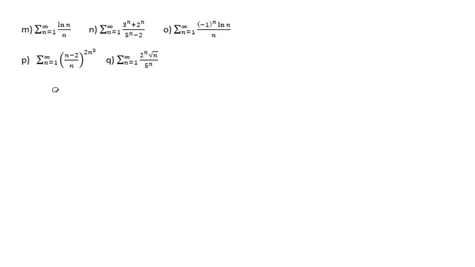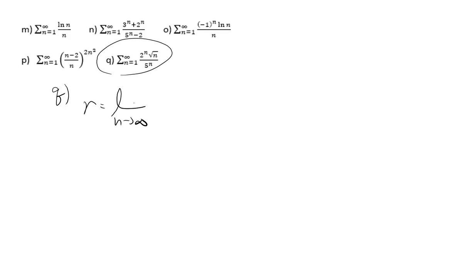Okay, last question from this set. We have 2 to the n, square root of n, over 5 to the n. This one, let's see, I guess you can use either the ratio test or root test for this. Let me show you how to do the ratio test.